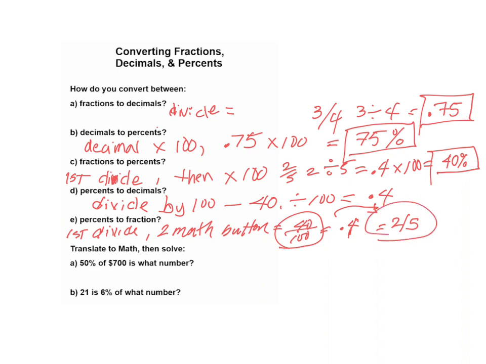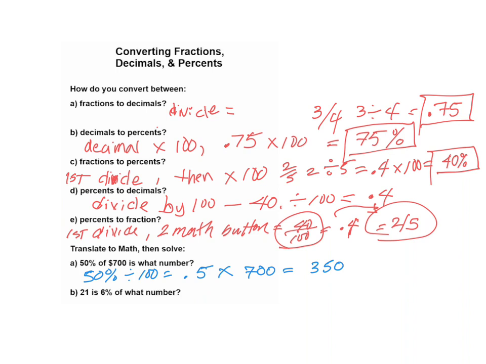All right, final part of converting fractions to decimals and percents. It says 50% of 700 is what number? Well, to figure out 50% of something, we have to multiply. 50% divided by 100 gives us the decimal, which is 0.5. And then we can multiply, not divide, don't make that mistake, times 700. This is saying 0.5 of 700. So it's multiplication, and that equals 350.